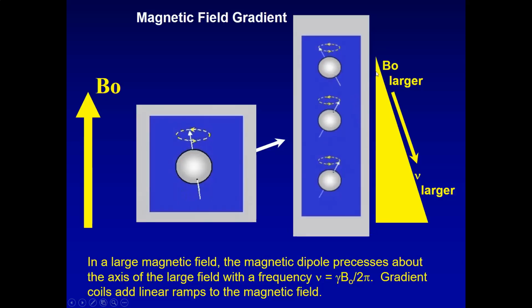So when we allow B0 to vary with space, then exactly what the Larmor frequency is can tell us where the spin is sitting. The gradient coils are adding linear ramps to the magnetic field. That means if B0 is now a function, say, of z along the axis of the magnet, then as B0 rises linearly, the frequency rises linearly, and we can tell where the spins are.